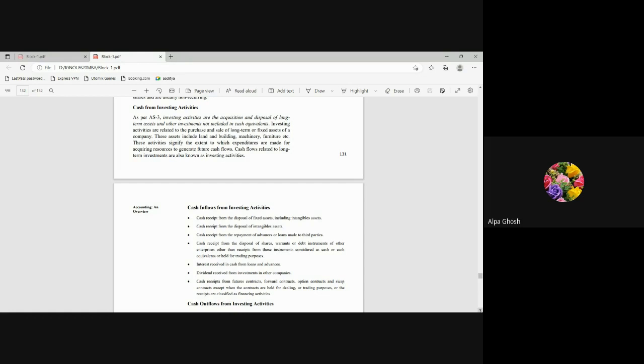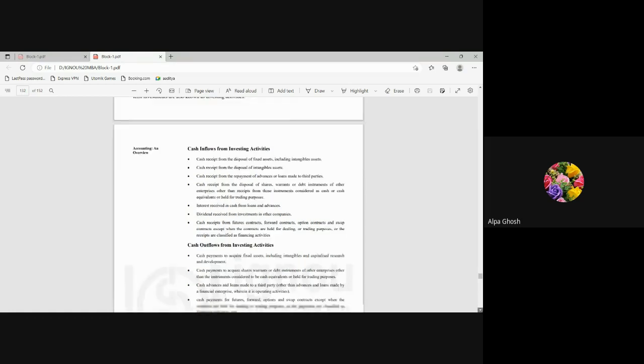You can look to the broad categories of cash flows from investing activities. It is the receipt from the sale of an intangible asset. It is receipt from the repayment of advances or loans made by the third party to us. Cash receipt from the disposal of shares, warrants, or debts. Interest received, and cash received from future contract, forward contract, trading programs, and so on.